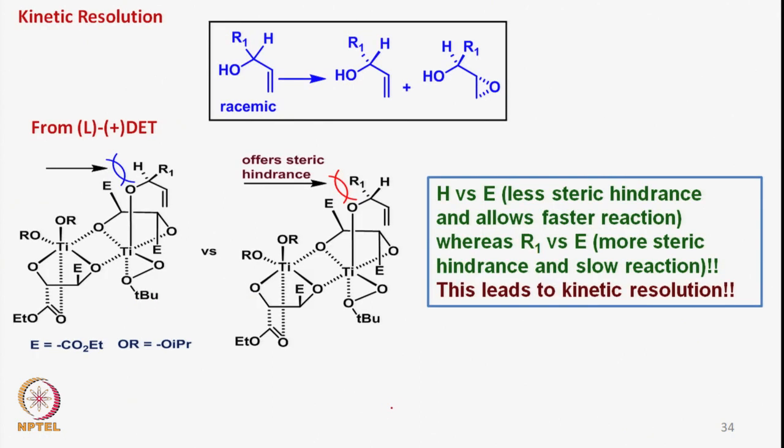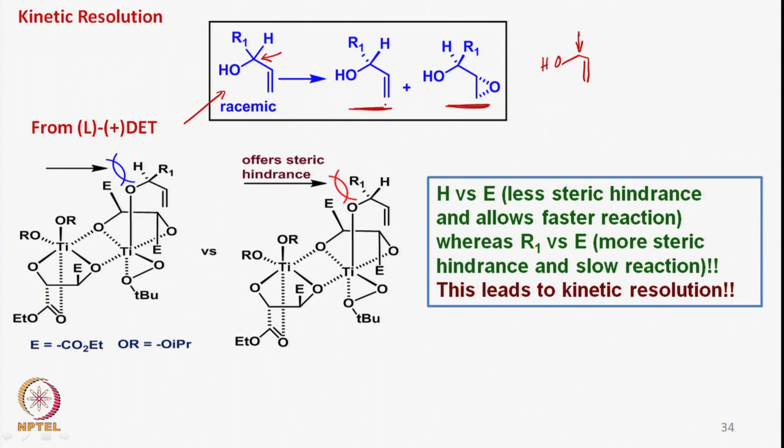Now what is the further development in these reactions? We can start the reaction with allylic alcohol, which could be racemic. That means we need not start all the time with an alcohol which is like this, but we can also have a racemic molecule. So if we have a racemic molecule where there is a particular R1 group attached, what happens is out of the two enantiomers of the starting allylic alcohol, one of them reacts faster towards the epoxidizing reagent and gets epoxidized, whereas the other one does not react.